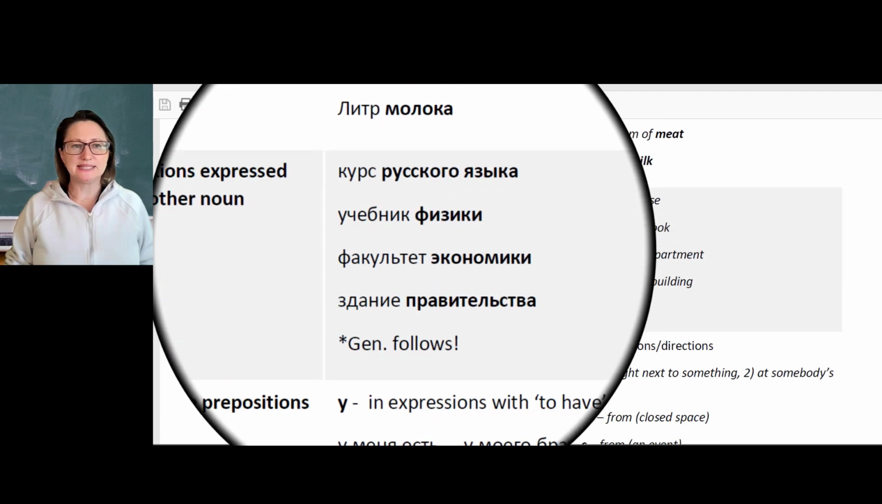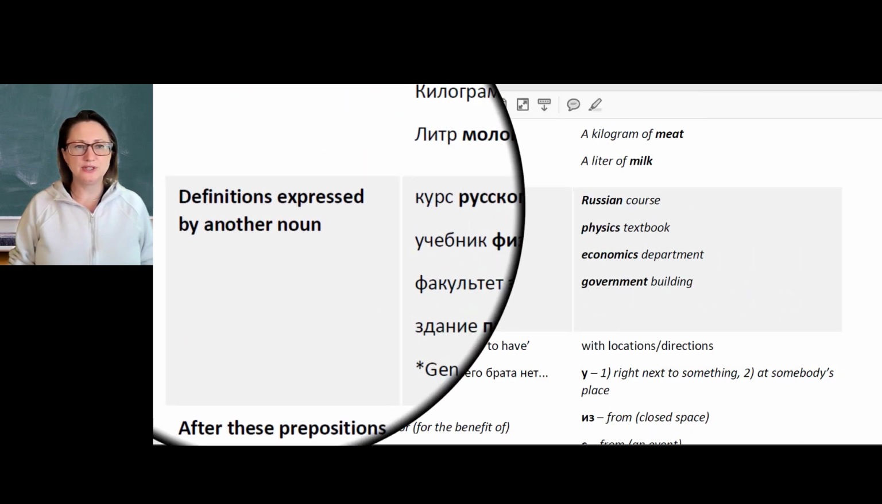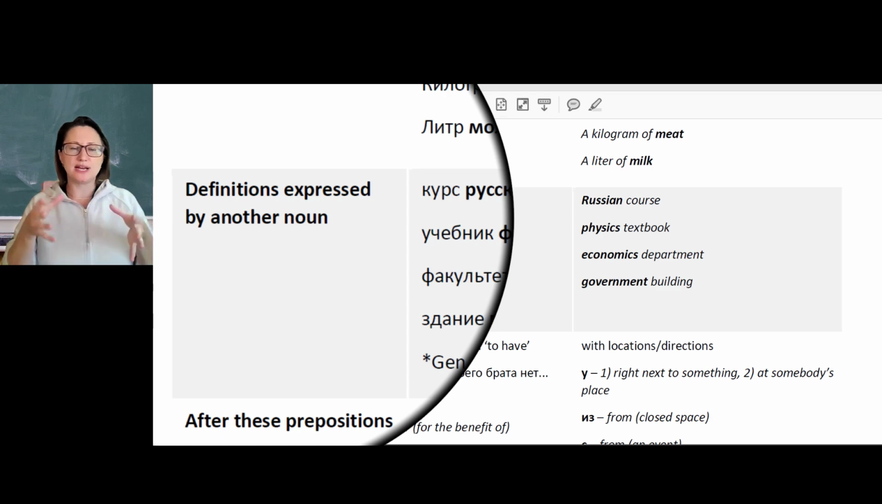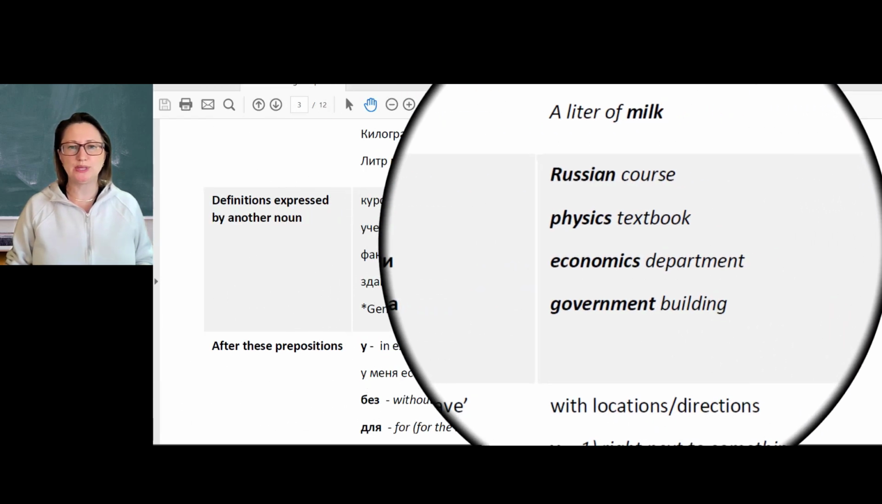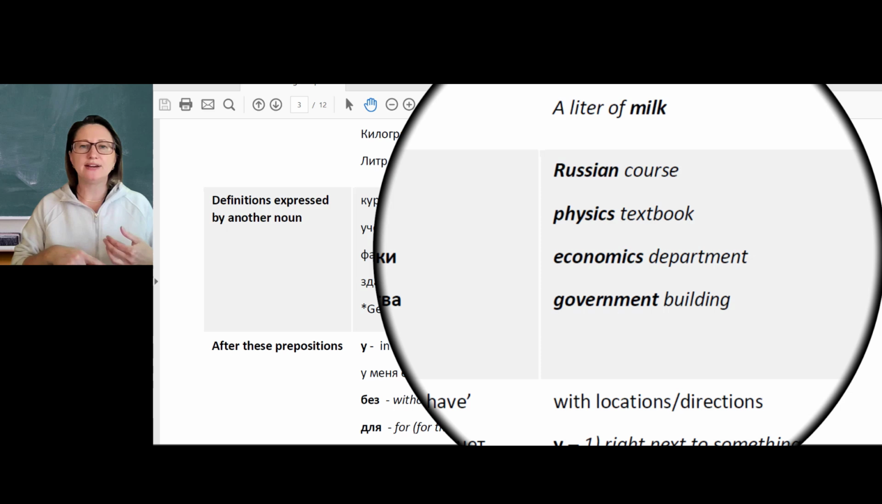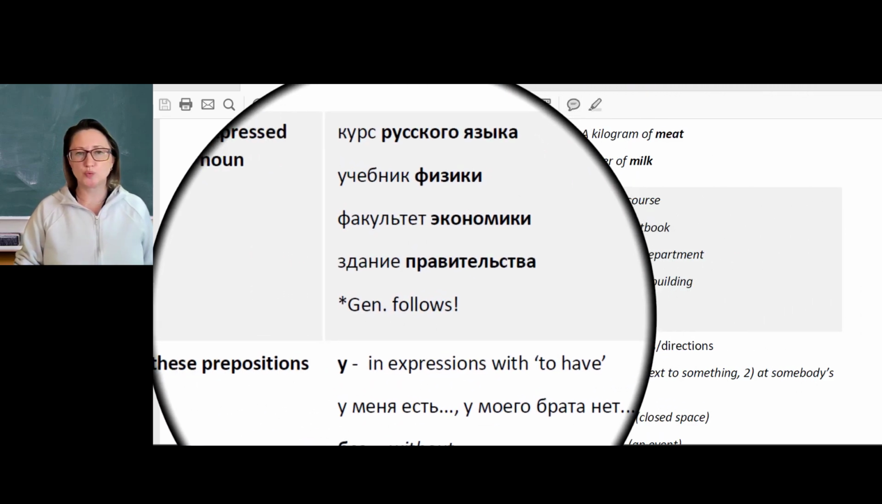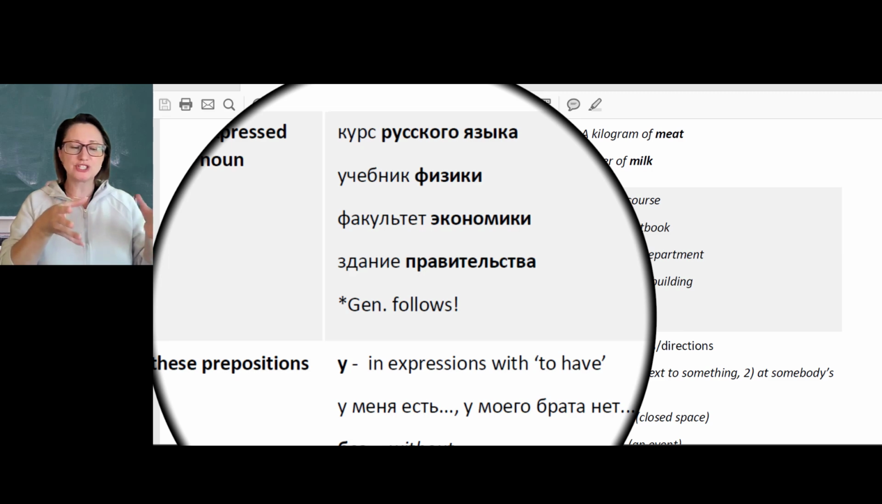Now, the next context is something similar because we use another noun to describe something. So, or in this case, definitions expressed by another noun. And again, let me first show you the English translations. So here we have a Russian course, physics textbook, economics department, government building. And again, just like we saw with the apostrophe S genitive, genitive follows. While in English, that definition word is first, in Russian, it's genitive and it follows.